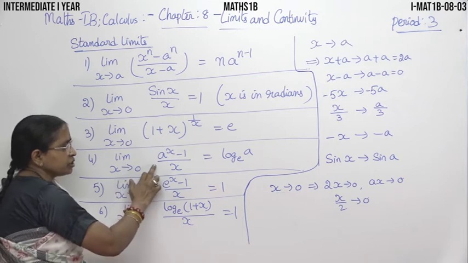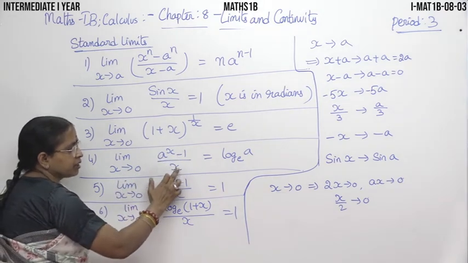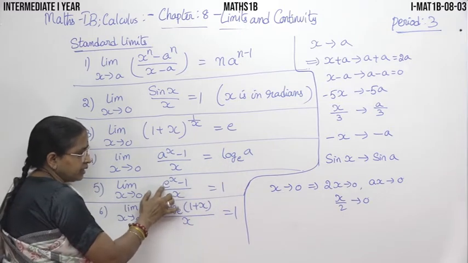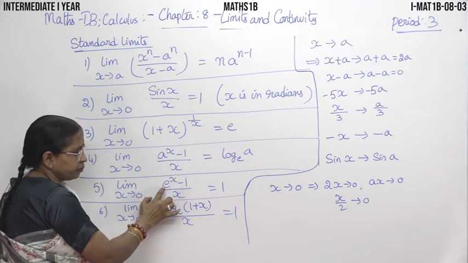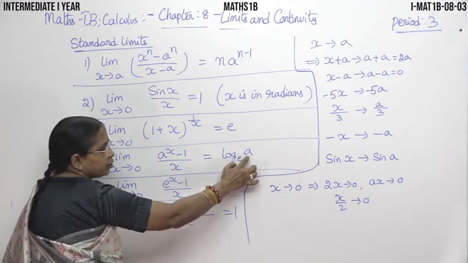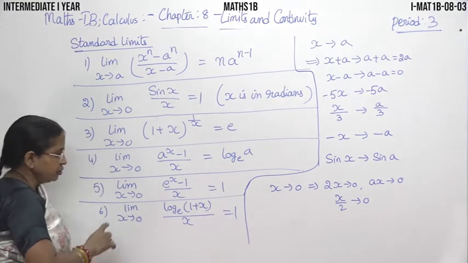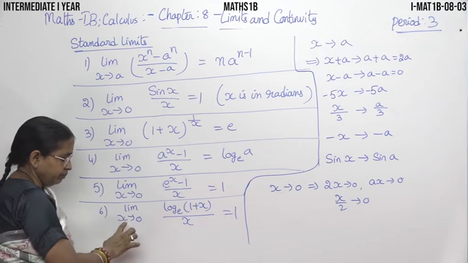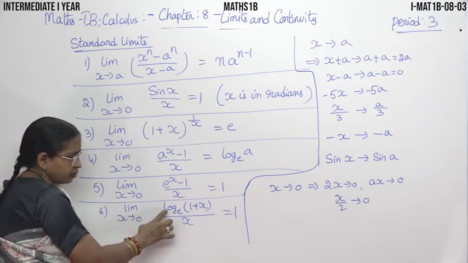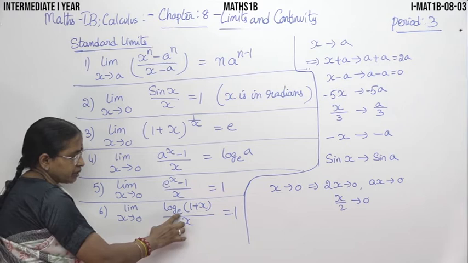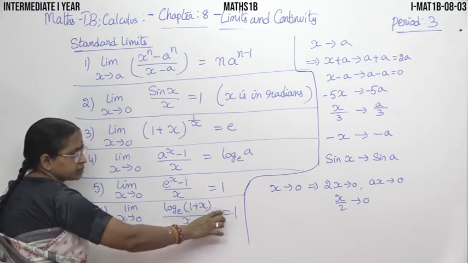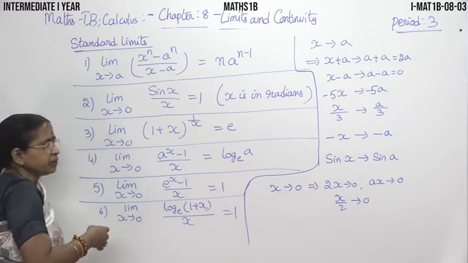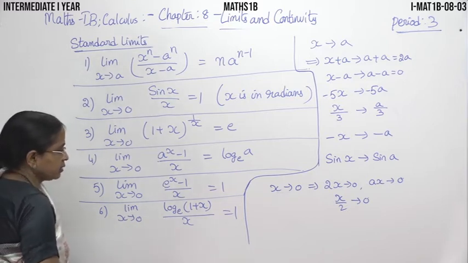Now this is the most general one. a power x minus 1 by x is log a to base e. If it is e here, in the place of a, if you put e, this becomes log e to base e, which is equal to 1. So this is just a particular case of this formula only. Now this is limit x tending to 0 of log to the base e of 1 plus x by x. Here base need not be mentioned when it is e. When it is something else, we write the base.